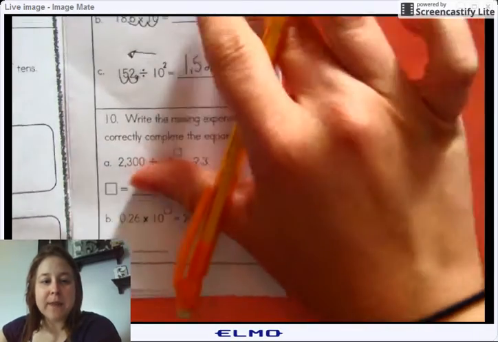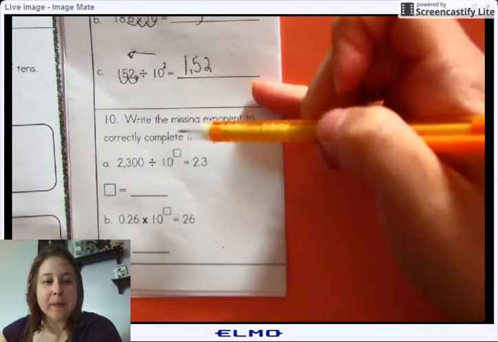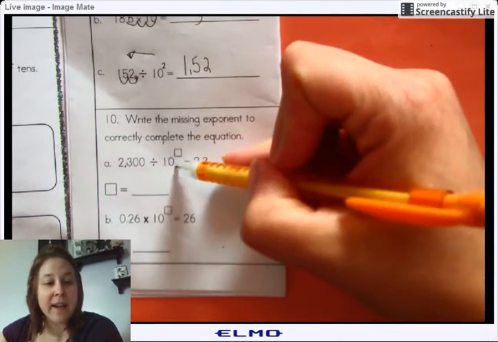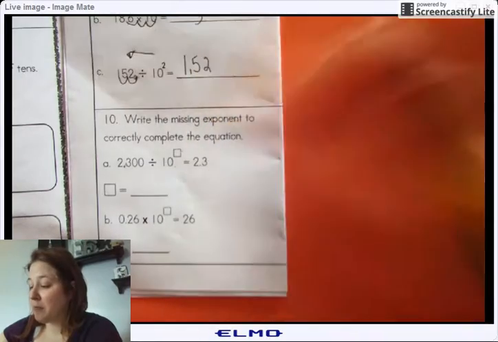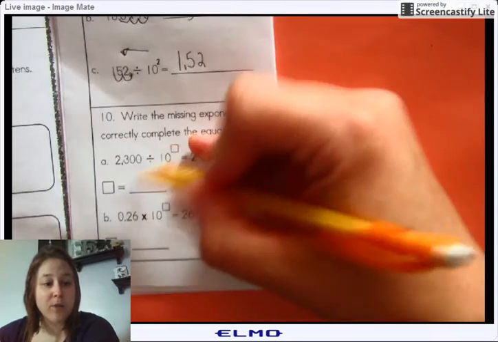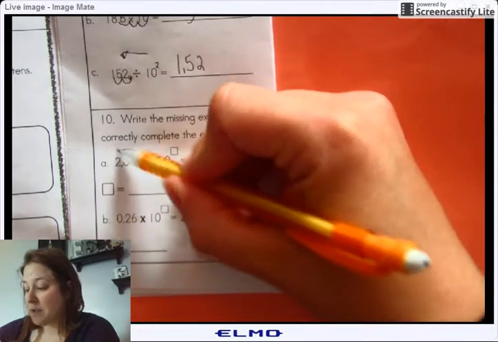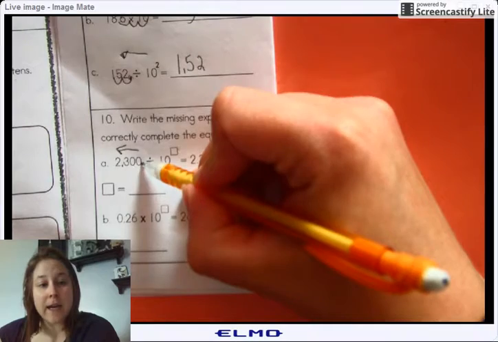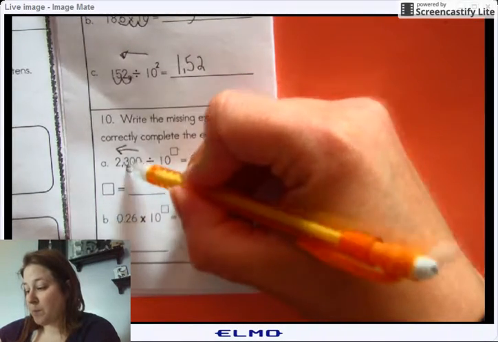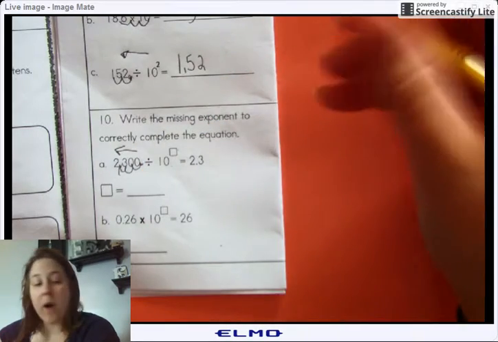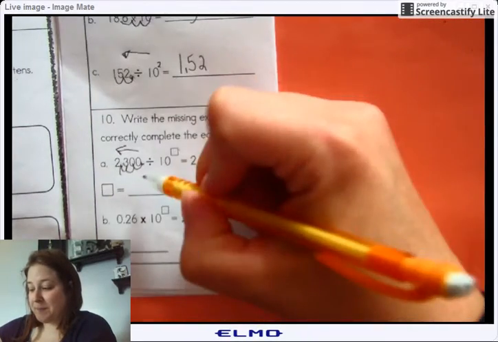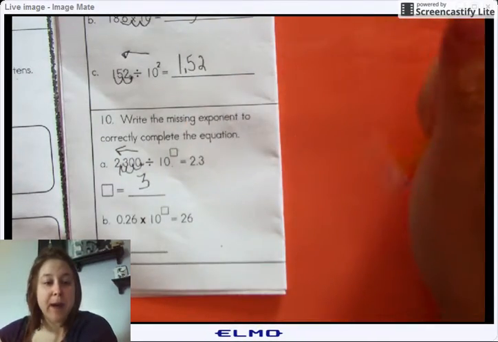Okay, part 10, write the missing exponent to correctly complete the equation. So I'm taking this number and I'm dividing it by a power of 10 to get 2.3. So if I'm dividing, I need to know how many spots to go over to the left. So I start here and I need to get to here. So count those spots for me. And what exponent power are we at? We're at the 3rd power.